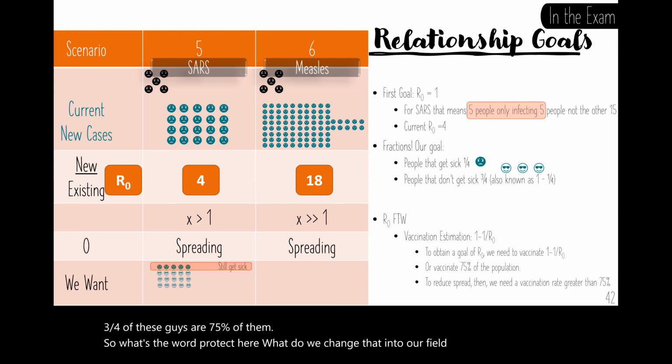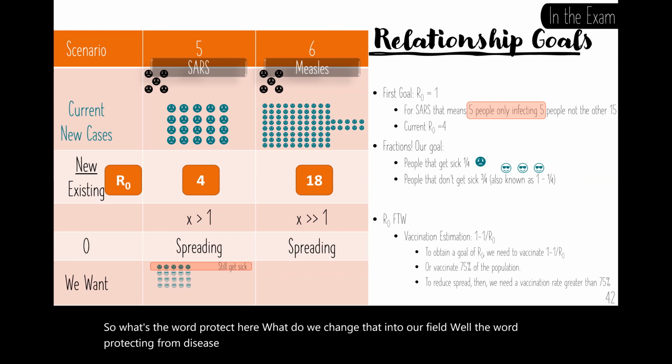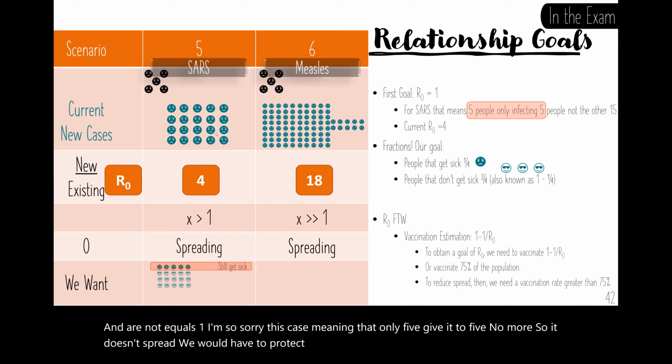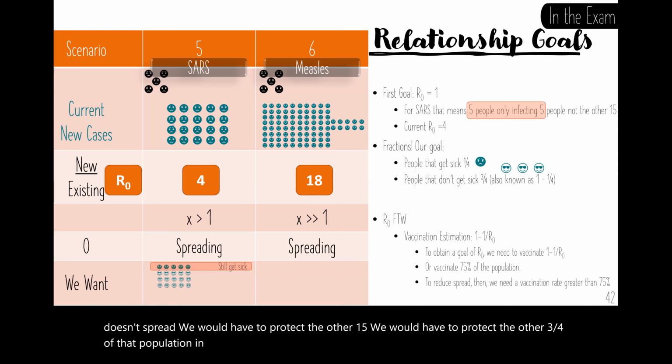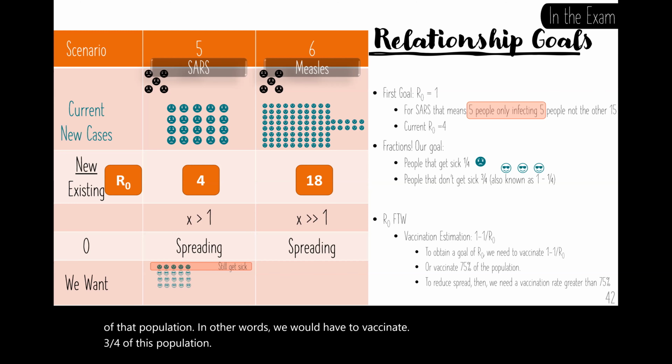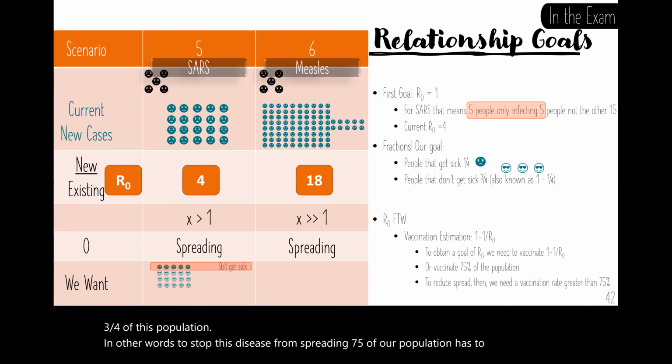Well, the word protecting from disease is almost synonymous in this case with vaccination. In other words, if you want this disease to stop from spreading, to stabilize at an R naught equals 1, meaning that only 5 give it to 5, no more, so it doesn't spread, we would have to protect the other 15. We would have to protect the other 3/4 of that population. In other words, we would have to vaccinate 3/4 of this population. To stop this disease from spreading, 75% of our population has to be vaccinated against this disease.